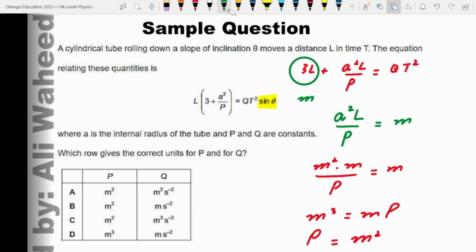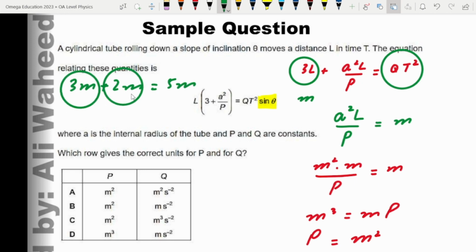So we apply the same property that the unit of this thing should also be meters. Once you are adding two things, for example, 3 meters plus 2 meters equals 5 meters, you see, you added two things. They were added because they had the same units, and their final answer also has the same unit. It cannot be something like 2 meters plus 3 meters equals 5 kilograms. That wouldn't make any sense. So that's why we can say that the unit of QT square, Q times T square, should also be meters.